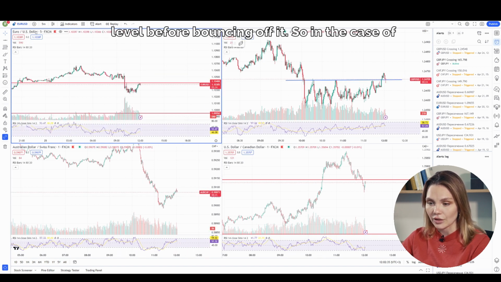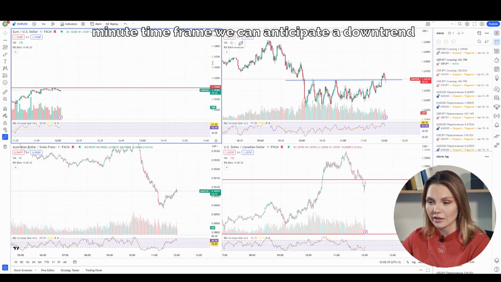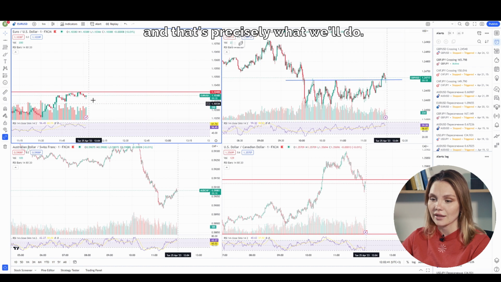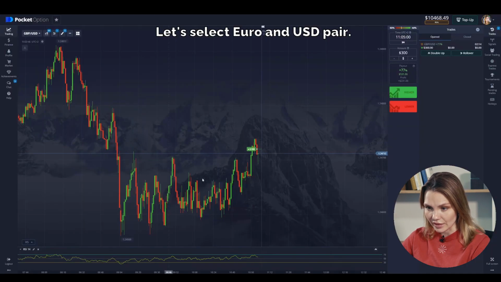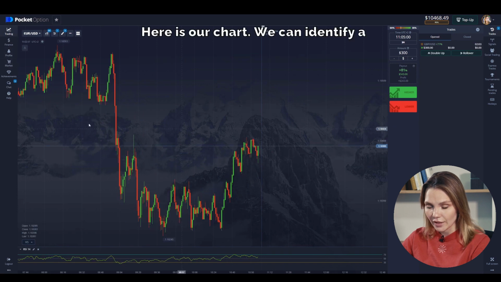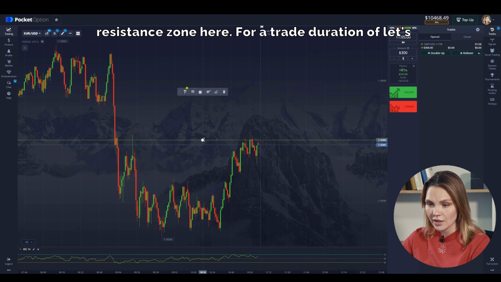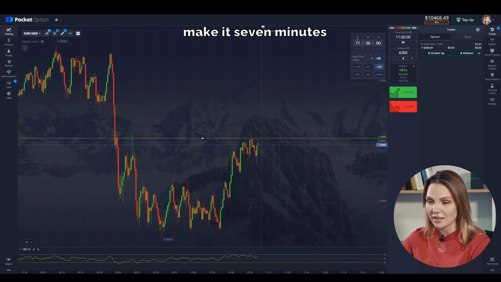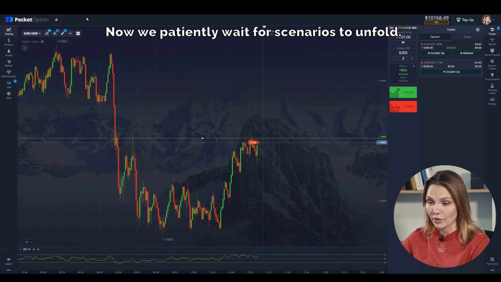So, in the case of the Euro and USD pair, for a 4-minute time frame, we can anticipate a downtrend, and that's precisely what we'll do. Let's select Euro and USD pair. Here's our chart. We can identify a resistance zone here. For a trade duration of, let's make it 7 minutes instead of 6, we enter a $300 trade in the downward direction. Now we patiently wait for scenarios to unfold.